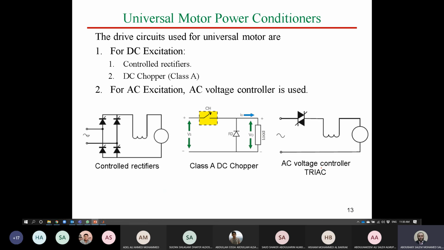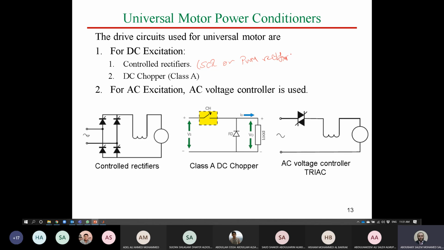Now we understood the universal motor and how we can supply it. Here we have some circuits, however, not all of them. We have many circuits that can be used to drive the universal motor. For instance, in case of DC excitation, we can use controlled rectifiers. These are controlled rectifiers using thyristors, by the way. We may have PWM rectifiers as well. So one solution is controlled rectifiers, like the SCR controlled rectifier or PWM rectifier given here.